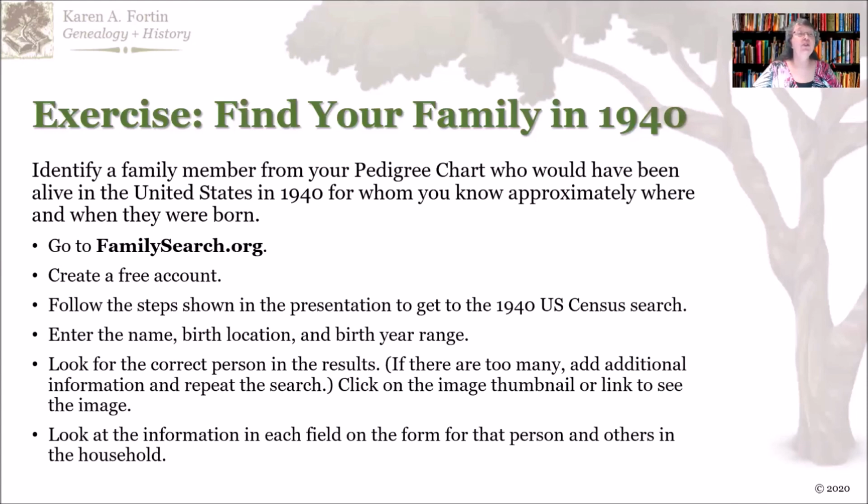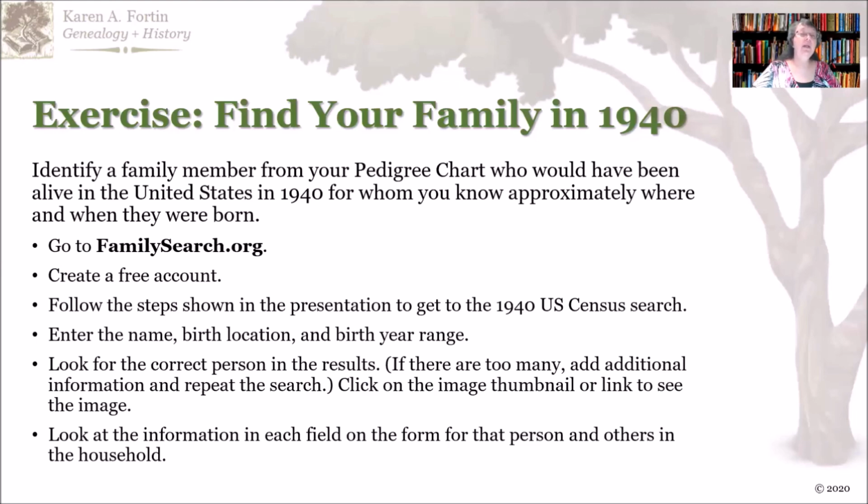Go to familysearch.org, create the free account, then follow the steps that I showed you in this presentation in order to access the 1940 US Census records. Once you get to the search box, go ahead and enter the name, and if possible, the birth location and the birth year range, or the location of where that person was living. Look for the correct person in the results list.